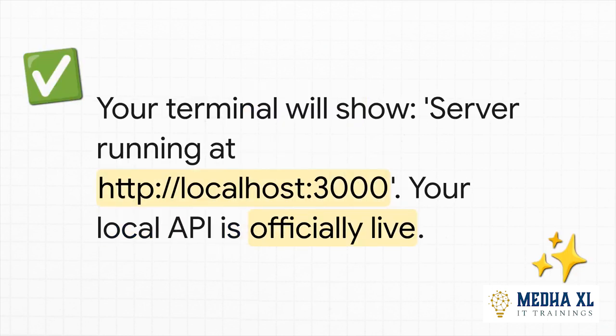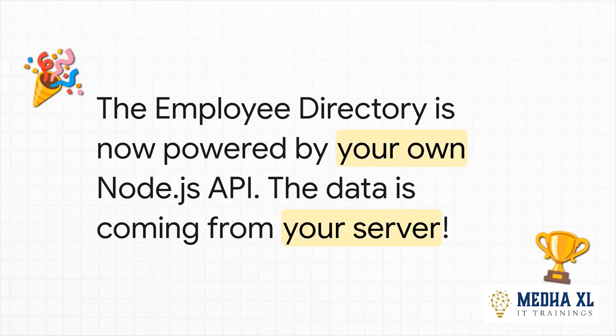That's the green light. That tells us our API, our kitchen, is officially open for business and ready to take orders. And there it is. You'll load up the page in your browser, and the employee directory just appears. But this time is different, right? Because that data isn't coming from some stranger on the internet. It's coming directly from the server that you just built.